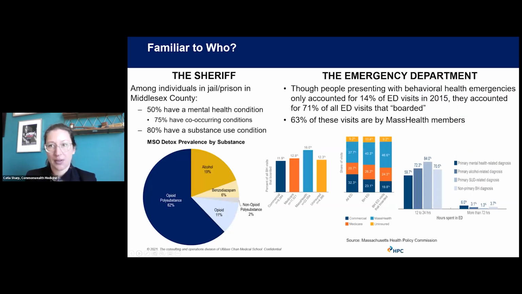So the first question we set out to answer was, who are these folks familiar to? So we knew that they were familiar to the sheriff. Among the individuals in the jail and prison at Middlesex County, about 50% at the time had a mental health condition, 75% of those individuals had a co-occurring substance use condition, and 80% of the folks held at the jail and prison overall had a substance use condition. Those numbers are probably going up since we did this initial data look, especially as with COVID, rates of incarceration and detention are really declining.